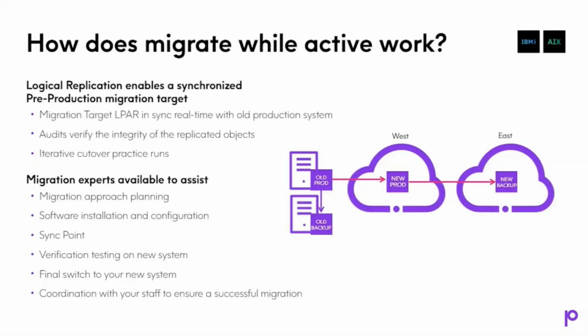So again, how does it work in summary? We replicate in real time from the old production system to your new production system. We run the audits as part of this process to ensure your data integrity is fine. And we do that right before the cutover runs, which is our recommendation, multiple times actually with the audits to ensure your data integrity is there, right? We are here to help you assist with that, right? Migrations is what we do.